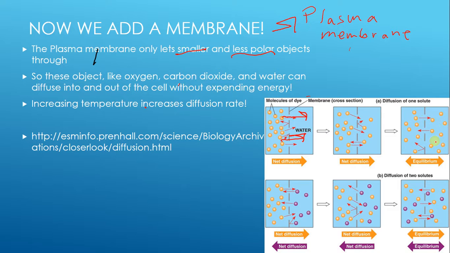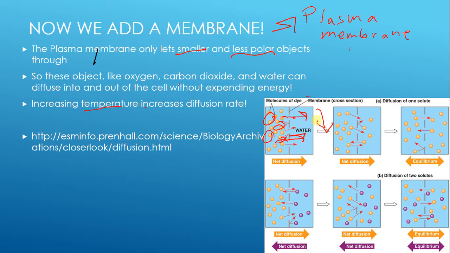until a concentration equilibrium is reached. So objects like oxygen, carbon dioxide, water can diffuse into and out of the cell without expending energy. Like we said, if we increase the temperature, we're going to increase the rate of diffusion. But how do we continually get oxygen into the cell? Well, your cell continually uses up oxygen, turns it to carbon dioxide. So using up that oxygen naturally increases the concentration gradient, decreases the concentration of oxygen on the inside, and causes O2 to diffuse into your cell.